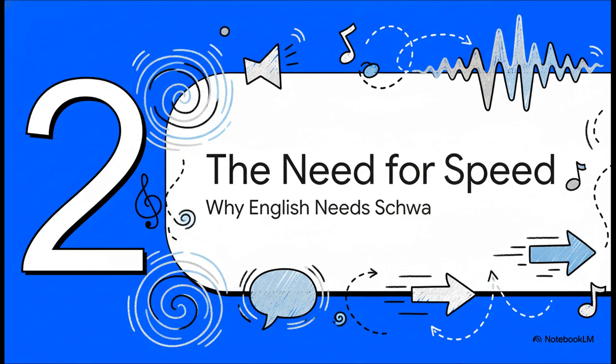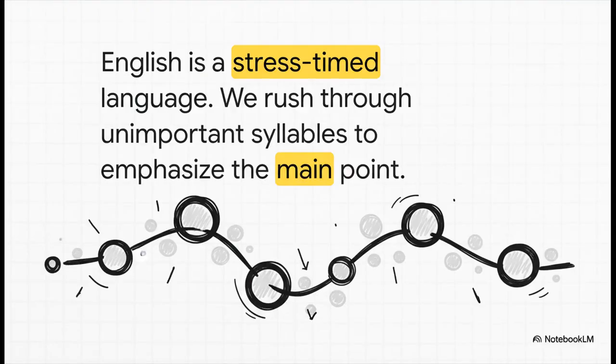Well, it all comes down to rhythm and speed. You see, English is what's called a stress-timed language. That just means we don't give every syllable the same amount of time. Instead, we naturally rush through the unimportant parts of words to put all the emphasis, the stress, on the main syllables. The schwa, that's the sound of us rushing.